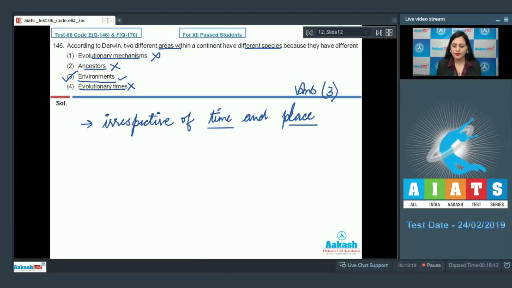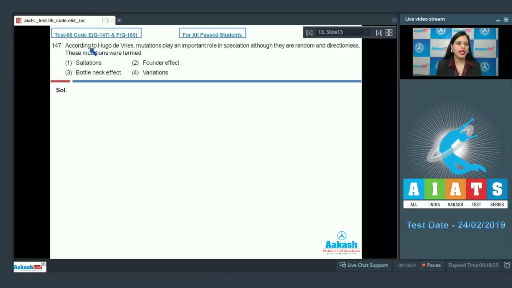Let's discuss our next question. Question number 147. According to Hugo de Vries, mutations play an important role in speciation, although they are random and directionless. These mutations were termed, options are, very first option given is saltations, second option is founder effect, third option is bottleneck effect, and the fourth option is variations. And the correct answer to this question is option number 1, saltations.